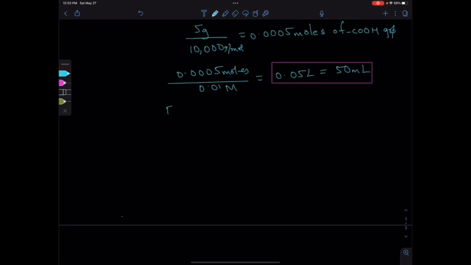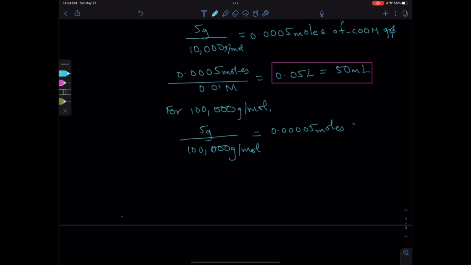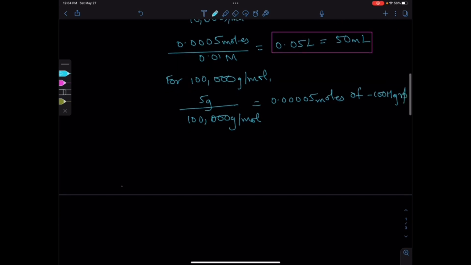For 100,000 grams per mole molecular weight, we can similarly show that we need 0.00005 moles of carboxyl group to be titrated, which will require, let's write this as 5 times 10 to the negative 5 moles, which will require 5 times 10 to the negative 3 liters, which is 5 milliliters.